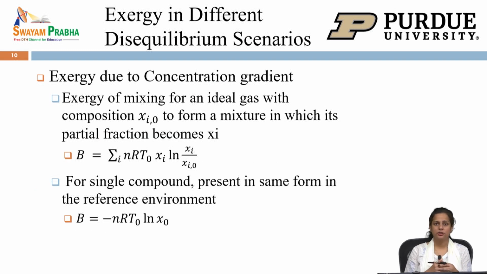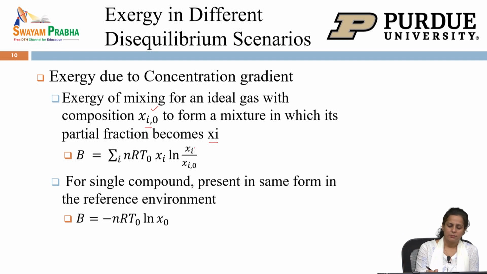The next component that will contribute to exergy or the available energy is the concentration gradient. Let us say you have a stream with different gases in a mixture. Then you can calculate the exergy of mixing for an ideal gas with composition Xi0 to form a mixture in which its molar fraction is Xi. So, Xi0 was its molar fraction in the reference state, and now you have mixed it and the molar fraction in the mixture is Xi. So, your exergy for this system will be the summation over i of nRT0 Xi ln Xi by Xi0, where T0 is the reference temperature, Xi0 is the molar fraction in the reference state, and Xi is your molar fraction in the mixture. That is how you can calculate the mixture exergy if you have a stream with a mixture of gases entering the LCA system.